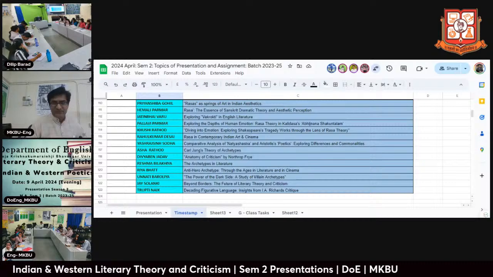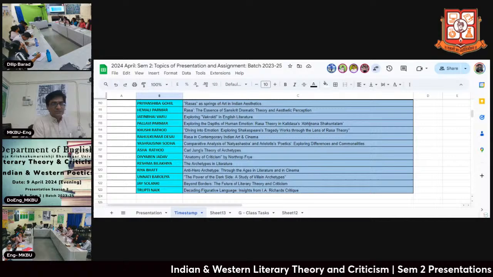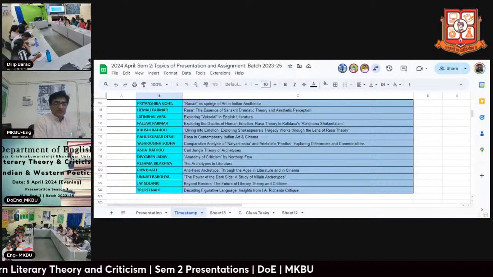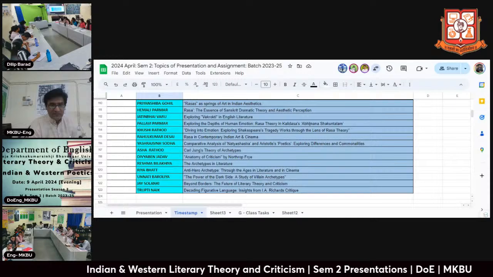RAHUL on Ras in contemporary Indian cinema, YASHRAJ on comparative analysis of Natyashastra and Aristotle's Poetics, exploring differences and commonalities, ASHA on Carl Jung's theory of archetypes, DIVYA on Anatomy of Criticism by Northrop Frye, RASHMA on the archetypes in literature, PRIYA on anti-hero archetype through the ages in literature and in cinema, on the Power of the Dark Side, a study of villain archetypes, Jai on Beyond Borders, the future of literary theory and criticism, and after that Trupti will be presenting on figurative language.